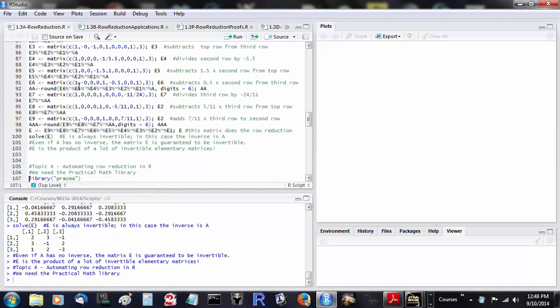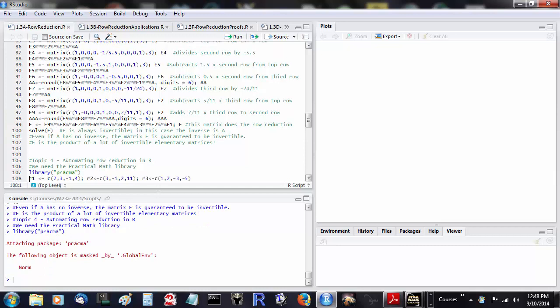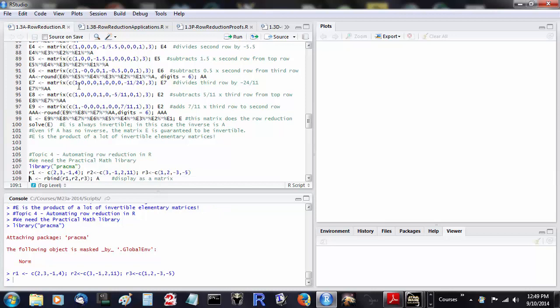Well, R makes it a little bit more palatable to do row reduction when you have a large number of equations, but we can automate it still further. In the practical math library is a package function called RREF, which is short for row reduced echelon form. This library also contains a function named norm with a capital N that does exactly the same thing as our norm function, but since I had been using the library earlier, I get a warning that I appear to be masking this function. I don't need it anyway, so I don't care.